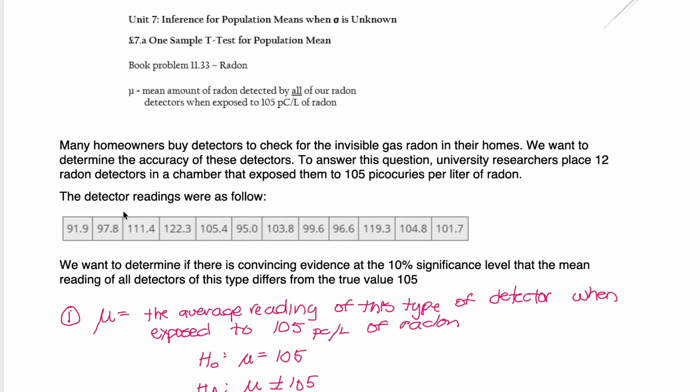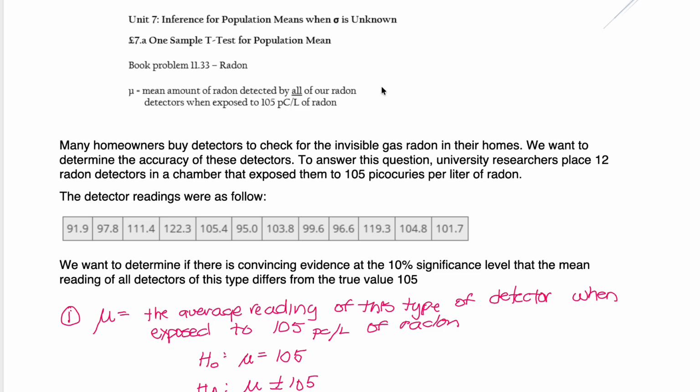If you count them up, it should be 1, 2, 3, 4, 5, 6, 7, 8, 9, 10, 11, and 12. Which means our n, the sample size in this case, is going to be 12. Oh, it's actually already provided in the question, so if you pay close attention, you should notice, not like me. We want to determine if there is convincing evidence at the 10% significance level that the mean reading of all detectors of this type differs from the true value 105.